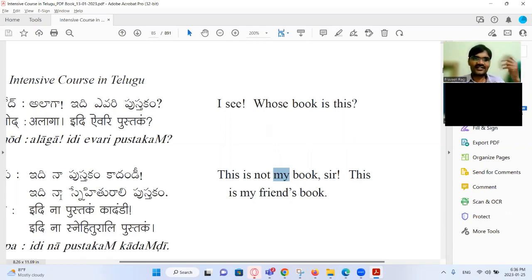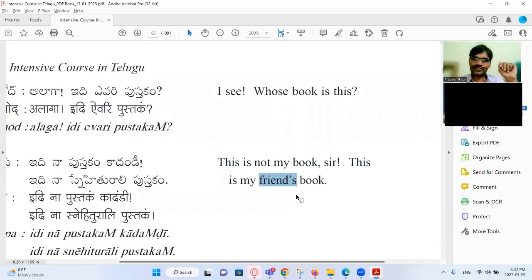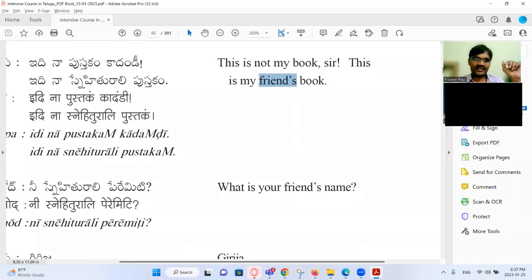Okay. Idi na snehiturali pustakam. This is my friend's book. Yeah, as I mentioned before, friend apostrophe s became snehiturali. Snehituralu, it is just friend. So snehiturali is like possessive form. Pustakam means book. My means na. Okay. Ni snehiturali peremiti. What is your friend's name? So here also we have modification. Snehiturali peru emiti. Again, it is like more combination. If we say individually, snehiturali peru emiti. Peru emiti became peremiti, the spoken language.